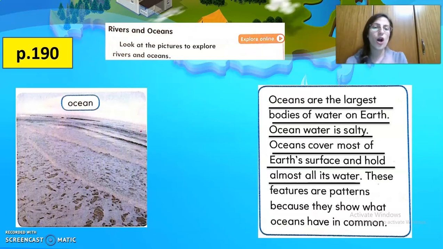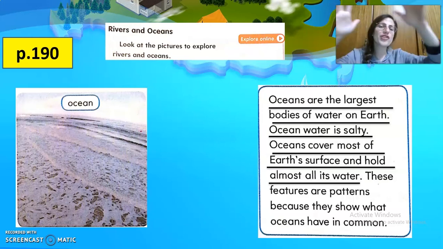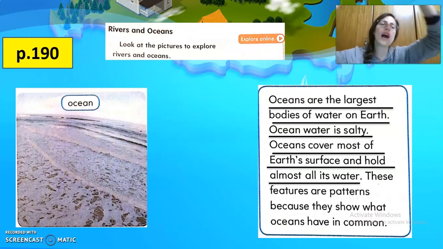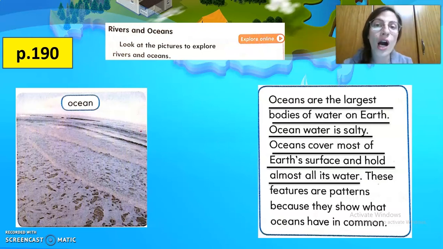Let's go again. Oceans are the largest bodies of water on Earth. Largest among what? Among all four: between the lakes, ponds, rivers, and oceans. Oceans are the largest bodies of water on Earth.